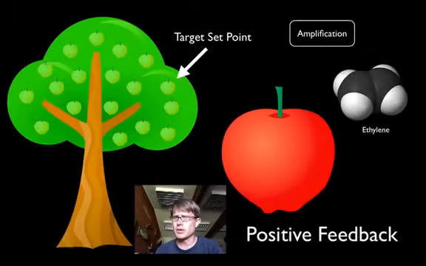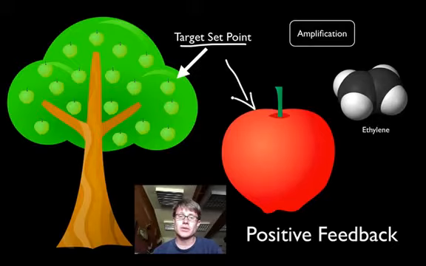What happens if we want to go in the opposite direction? Well, let's say we have this. So we've got a fruit on a tree, and we call that the target set point. But let's say we want to move from fruit on a tree to fruit that is ripe. Now, why do trees make ripe fruit? I could talk about that for a long time. What they're essentially doing is making an attractant. So birds and humans are going to come and eat the apple and spread the seed somewhere else.